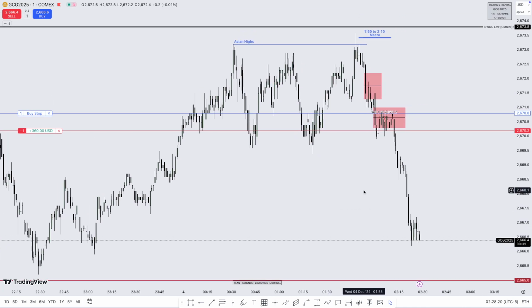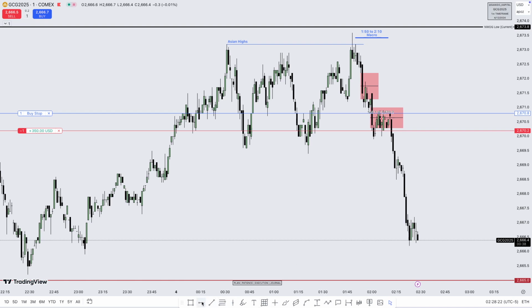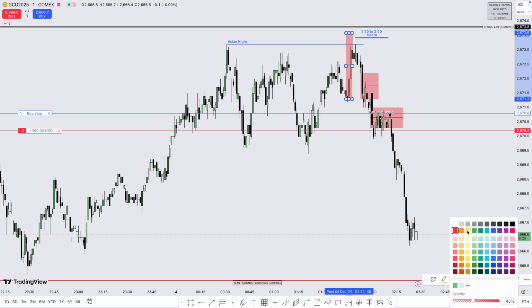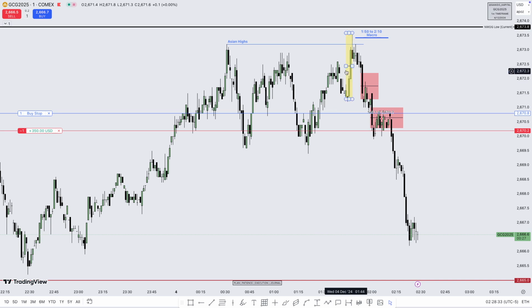Alright, so this is the last manipulation leg to the upside here. Let's use yellow for manipulation legs because I want to drop my fibs now. And then I want to get my standard deviations here.